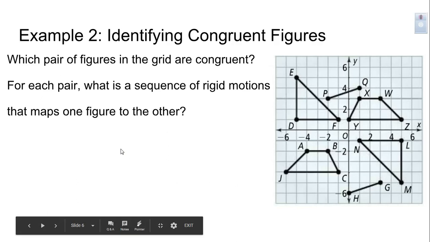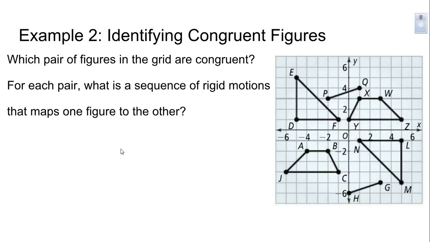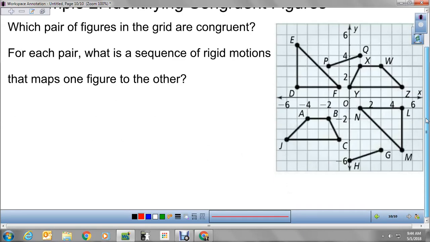Which pair of figures in the grid are congruent? For each pair, what is the sequence of rigid motions that map one to the other? So it depends on how you select these, is how you identify it, because it could be going in the reverse direction. So let's say we start with triangle EDF over here. We're going to see which one it matches up to, and it's going to match up to this over here.